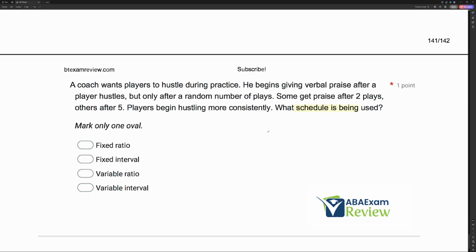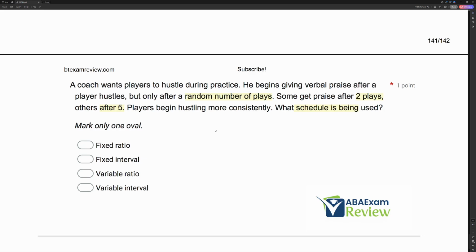So we have a basic reinforcement schedule question here, and our basic schedules consist of fixed versus variable and ratio versus interval. Fixed means the reinforcement is delivered at the same point every time. Variable is on an average, or in this case, random. Ratio is about responses, interval is about time. So let's start with fixed first. Variable. Is this schedule changing or is it unchanging? Well, it's changing, right? It's a random number of plays, some after 2, some after 5. So we're not looking at a set number of plays. We're looking at a changing number or an average.